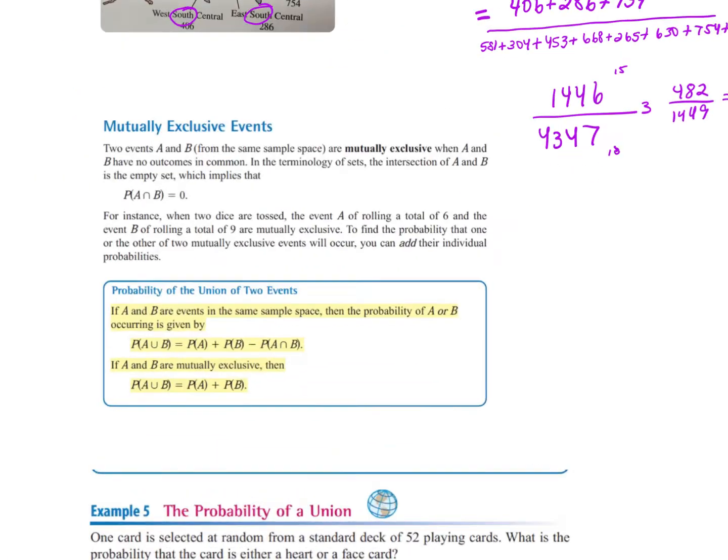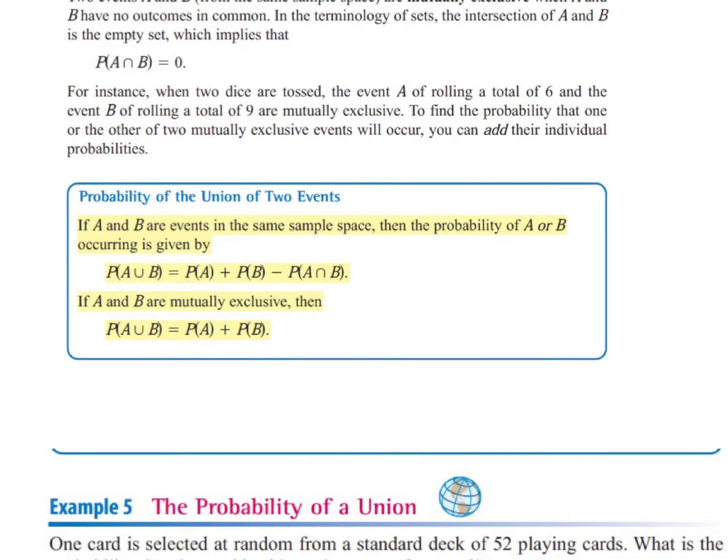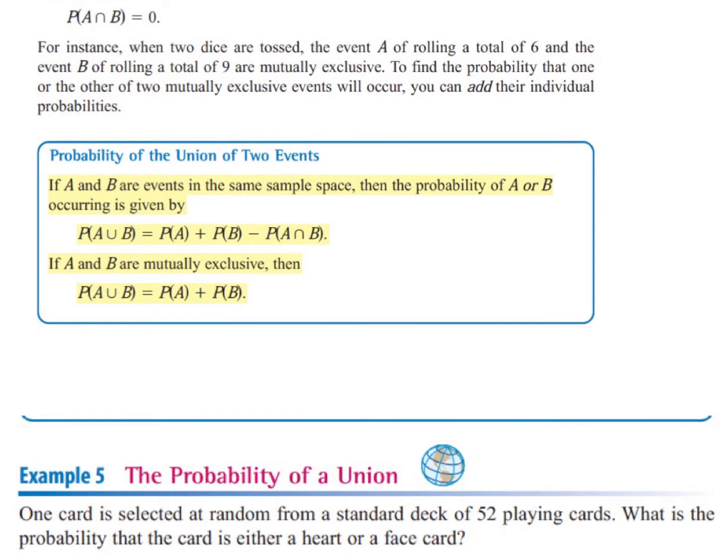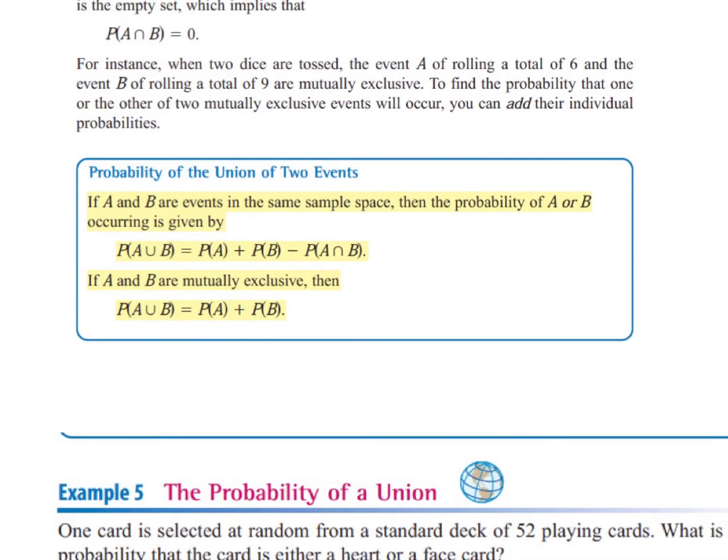All right, now we're going to talk about the probability of two events. We're going to talk about two kinds of events. One is called mutually exclusive. Let's write this down. Well, this is mutually exclusive here, and this is called overlapping.